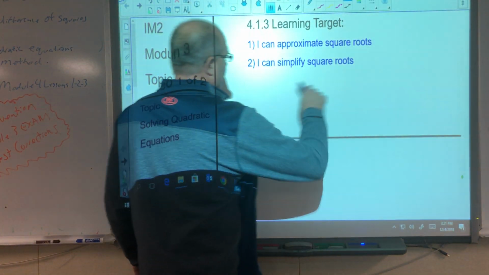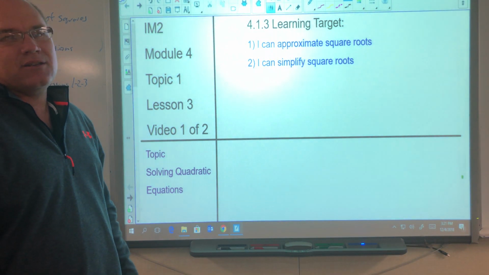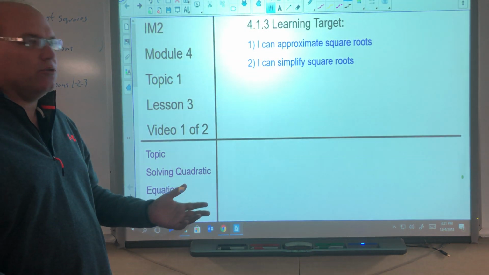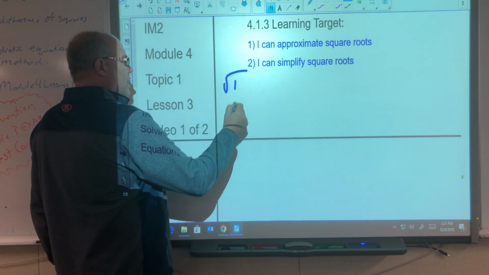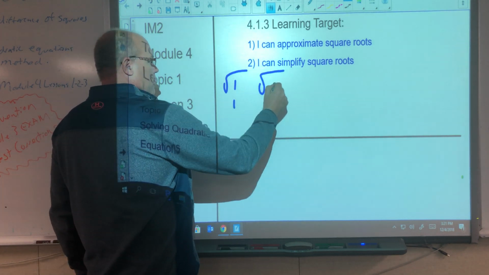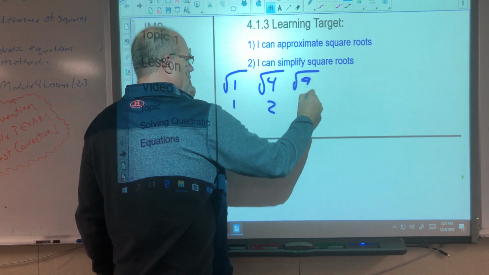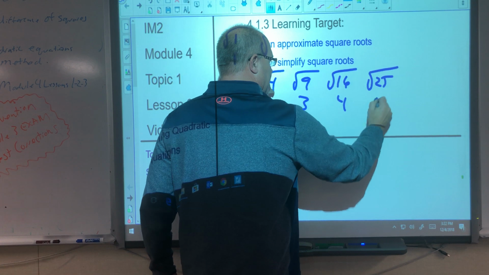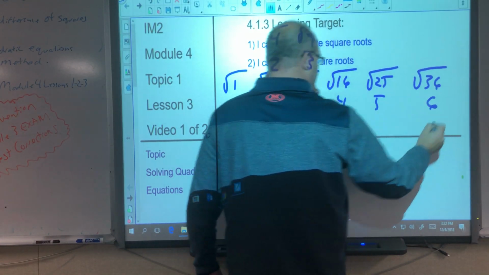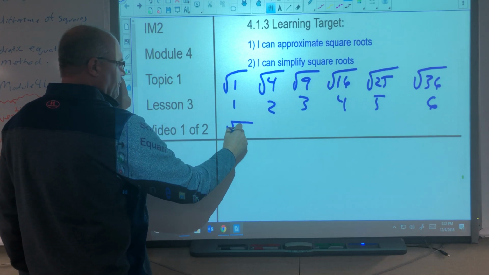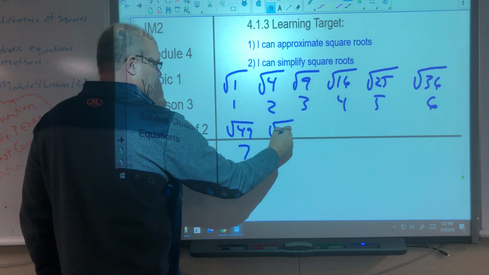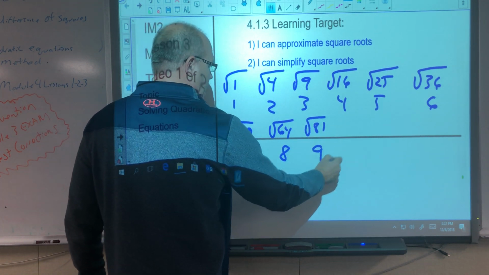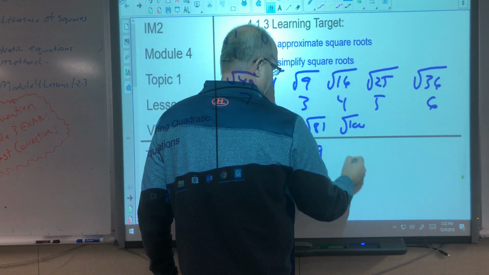So before we start, you should write down in your notes the standard perfect squares that we use to simplify to a whole number. So we know our perfect squares: square root of 1 is 1. Square root of 4 is 2. Square root of 9 is 3. Square root of 16 is 4. Square root of 25 is 5. Square root of 36 is 6. Square root of 49 is 7. Square root of 64 is 8. Square root of 81 is 9. Square root of 100 is 10.